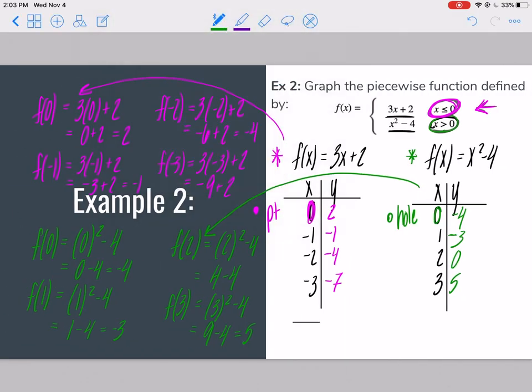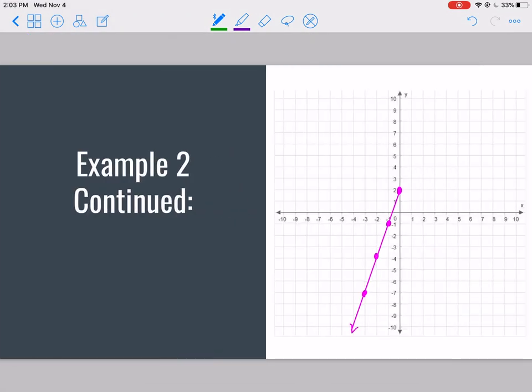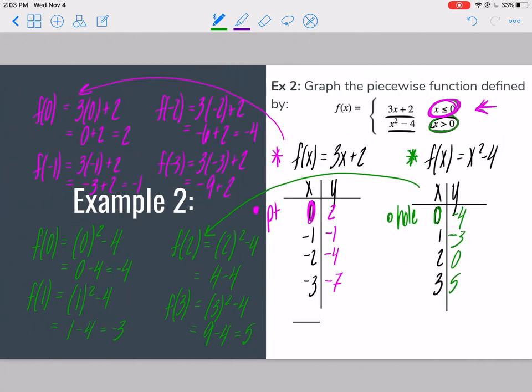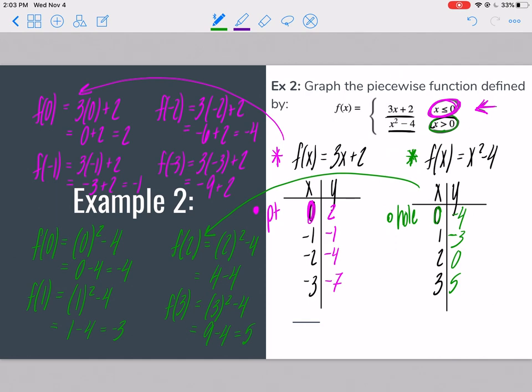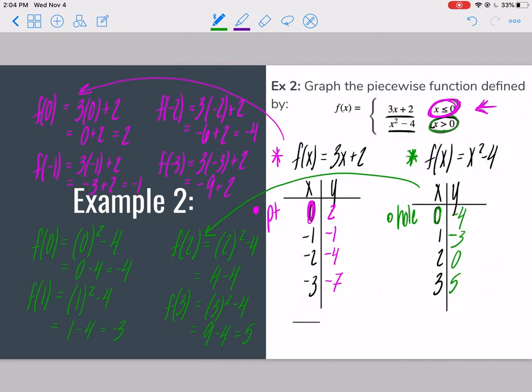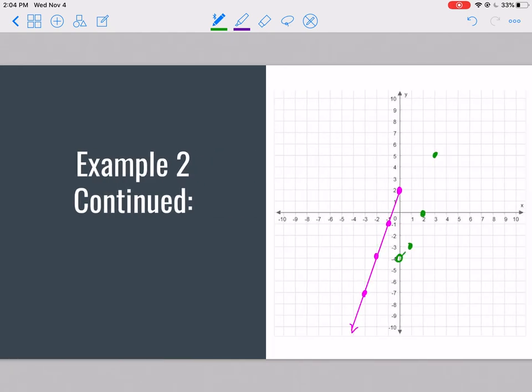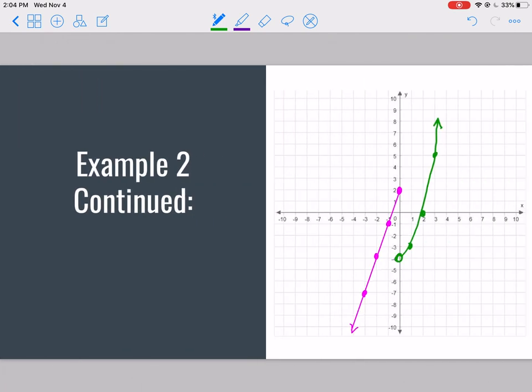All right, and then this green one, let's plot this. So 0, -4. That is a hole, so make sure it's an open circle. 1, -3. 2, 0. 3, 5. Okay, now notice this one, remember, is a quadratic. It is not a line, so it should have a U shape. And this is going to point forever and ever and ever onto the right and upwards because it is greater than 0. And so we're seeing obviously only about half of the parabola right now. The other half is probably on this side.